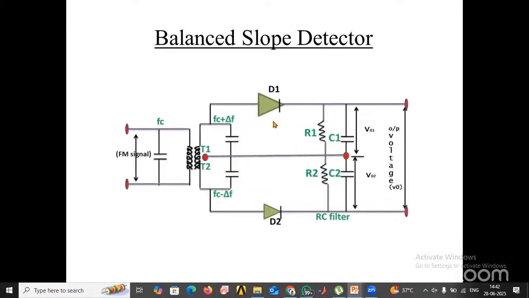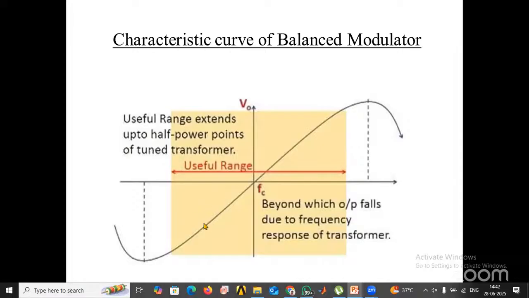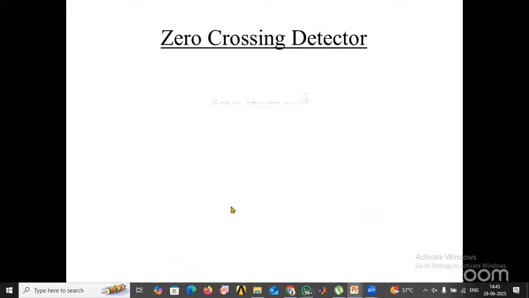Instead of using one diode, you can use two diodes. The input signal will be split into two parts, positive peak and negative peak. Both will travel through the diodes. When a positive peak occurs here, the negative peak is getting Fc plus delta F, Fc minus delta F. So here is one reactance output, here another reactance output. We are having two slope curves. This is the dual slope operation. We get a more appropriate, that is, accurate demodulation of the FM signal.